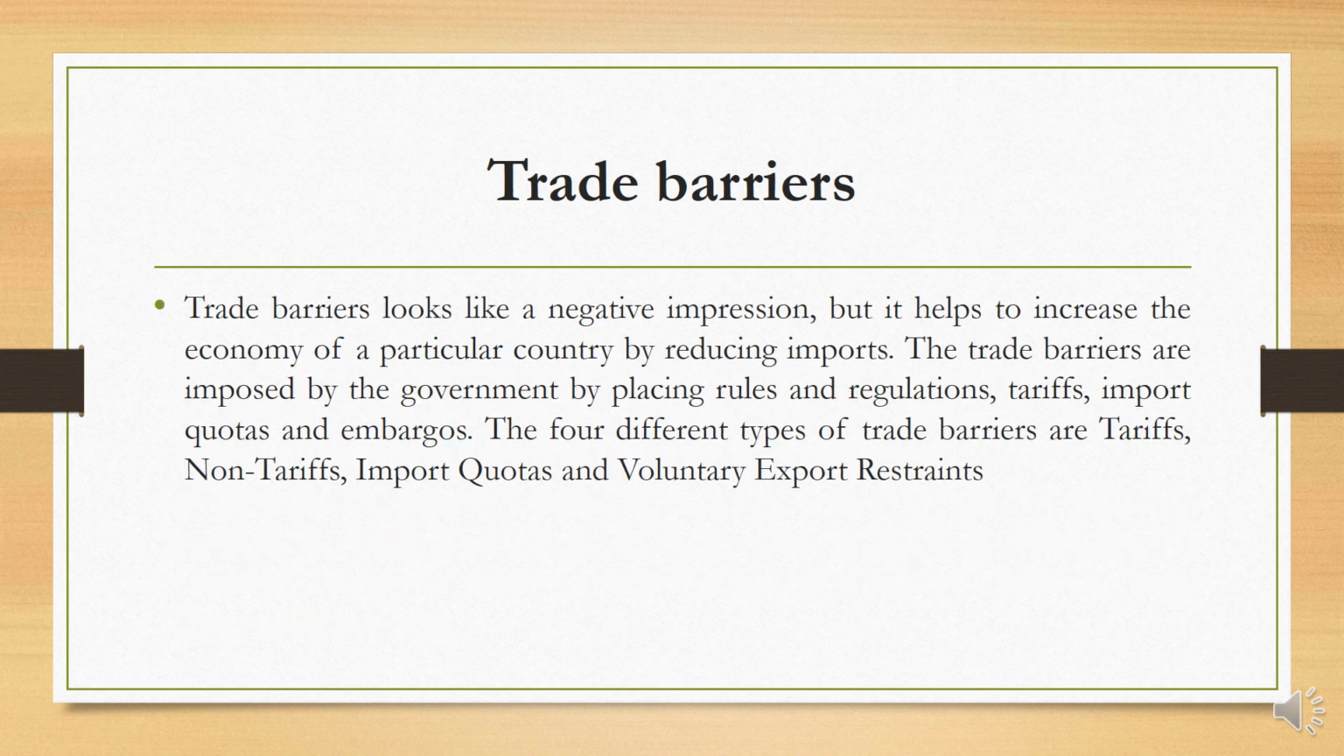Trade barriers, here is the definition. Trade barriers look like a negative impression, but they help to increase the economy of a particular country by reducing imports. The four different types of trade barriers are tariffs, non-tariffs, import quotas, and voluntary export restraints, as I already explained in the previous slide.